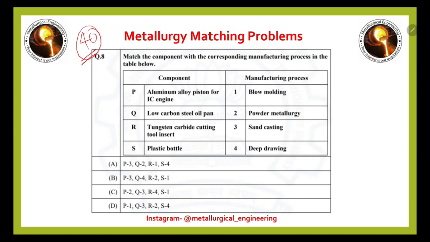This is the 40th problem. So match the component with the corresponding manufacturing processes in the table below. So this aluminium alloy piston for IC engine made by sand casting. Low carbon steel oil pans made by deep drawing. Tungsten carbide cutting tool insert made by powder metallurgy, and plastic bottles by blow molding. So the right answer is B part, P3, Q4, R2 and S1.